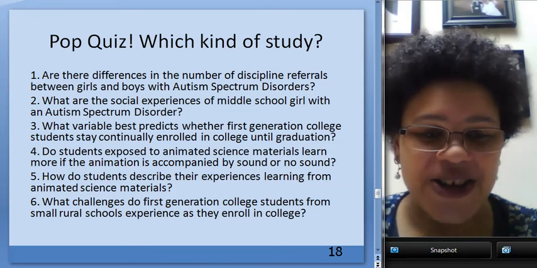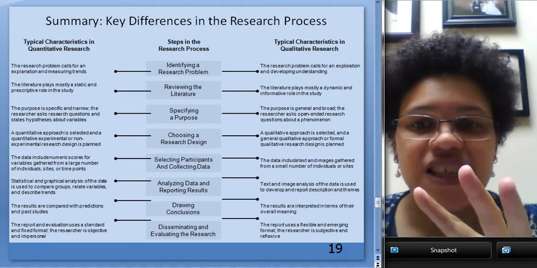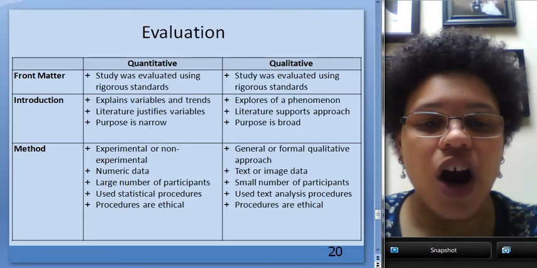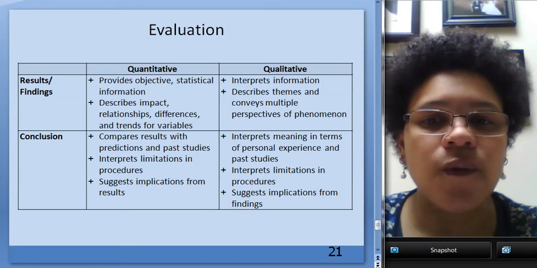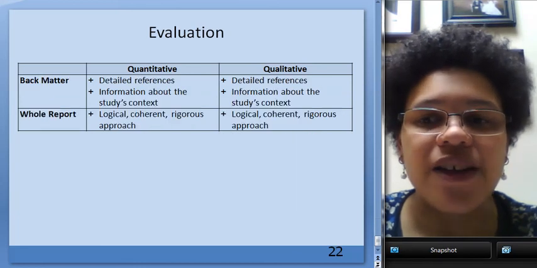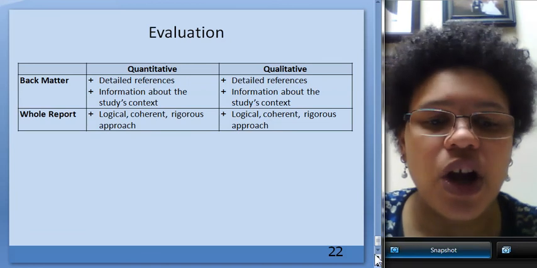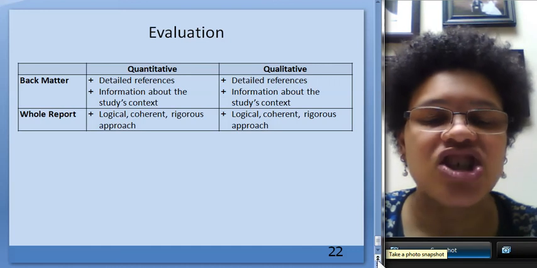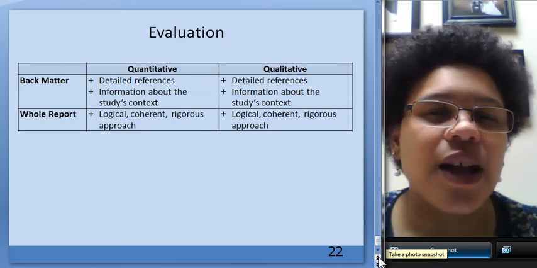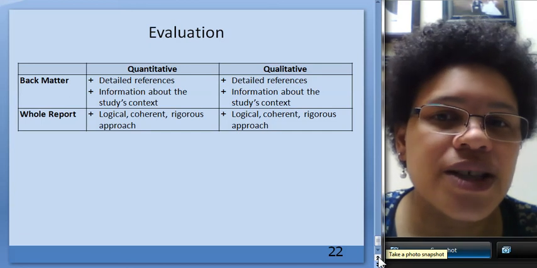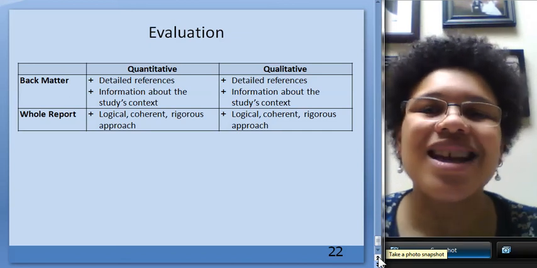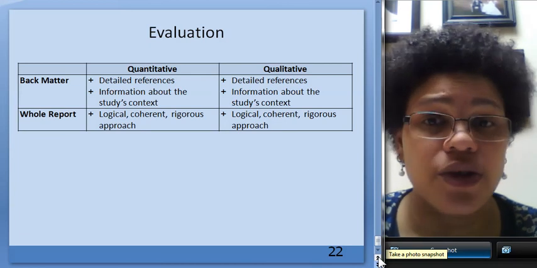All right, so the next slides, there's a summary on slide 19 of key differences in the research process. And then there are a series of slides about what to look for when you're evaluating quantitative and qualitative studies. And you'll see we're going to be talking about evaluation basically with each chapter. We'll be talking about how to evaluate studies, because it's not just about finding studies that exist. It's also about knowing which studies we really want to use their results in our practice as educators or as counselors, and which studies maybe we think weren't as strong, and so we don't want to use their results.